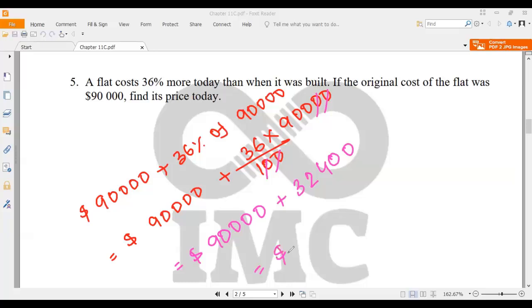Now, what will be the final one? That will be 90,000 plus 32,400, which is $1,22,400. So $1,22,400 will be the new price of the flat. I hope you understand this one properly.